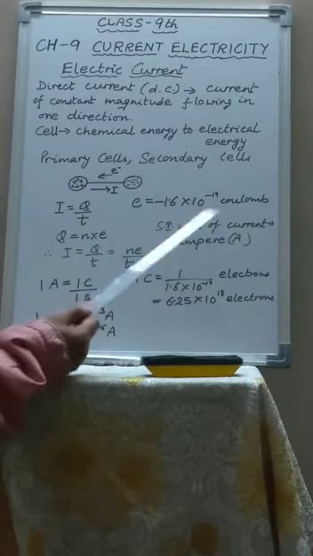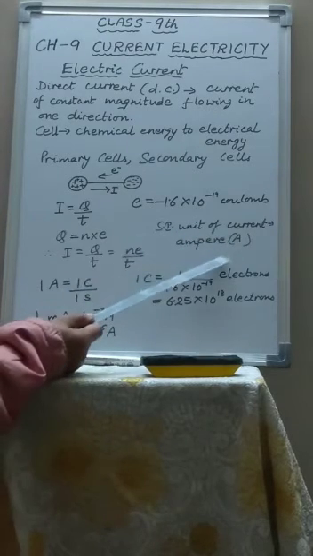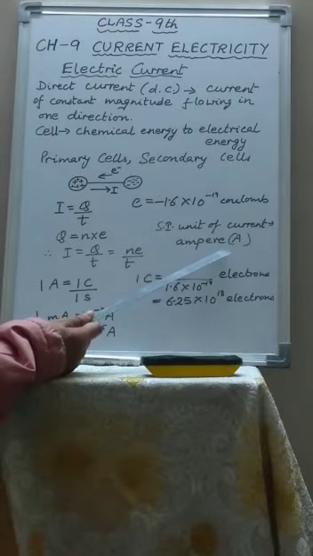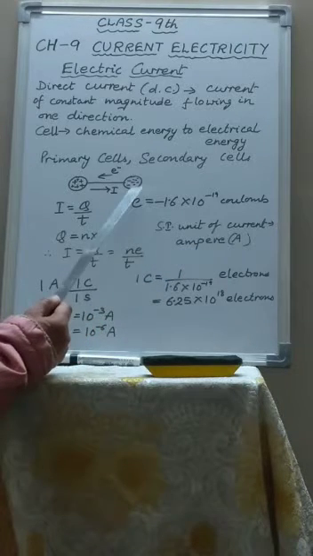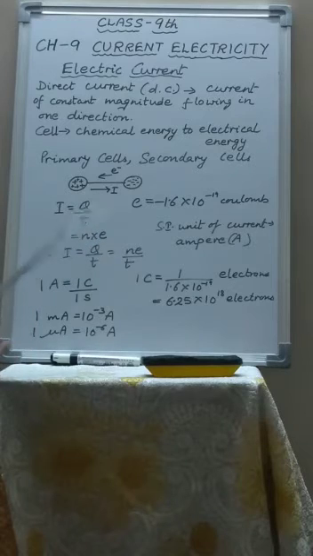Now, what is the SI unit of current? The SI unit of current is called ampere, denoted by capital A. How do we get ampere? Dividing the unit of charge by the unit of time. That means 1 ampere is 1 coulomb upon 1 second.